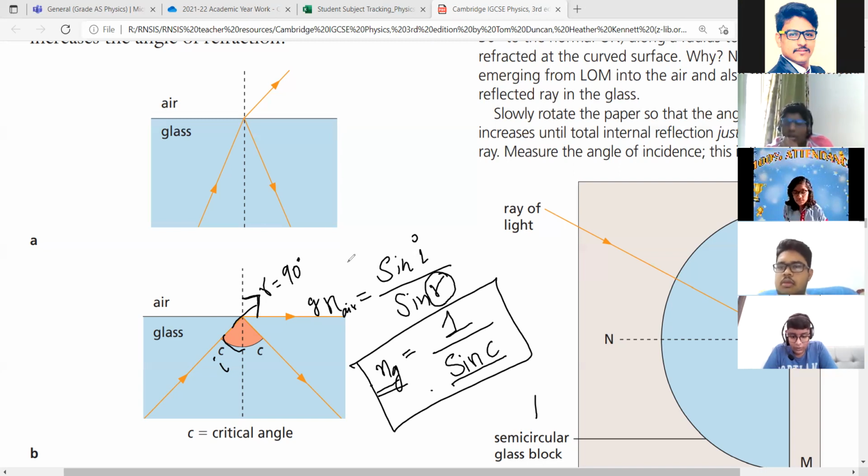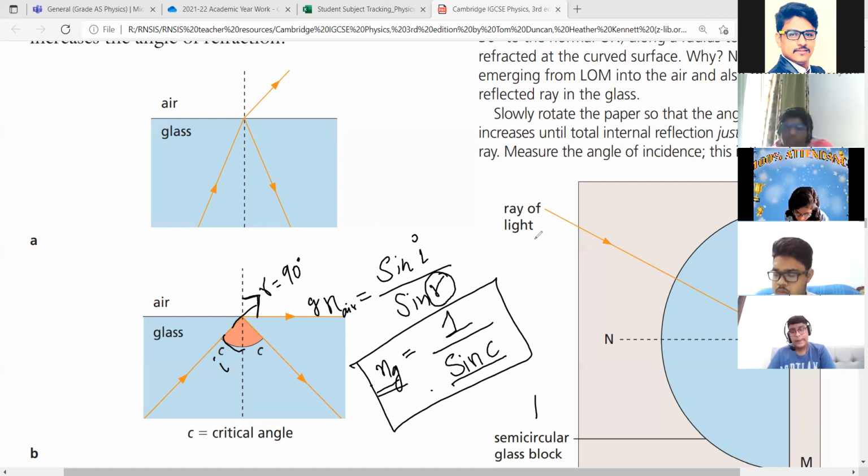So I have done 1 upon sine C, and sir, I am getting the answer as 1.325 and so on. What angle did you take? Sir, it is written that light travels up to a point of critical angle of 49. So I have taken 1 upon sine 49. What is the answer you're getting? 1.325012993.